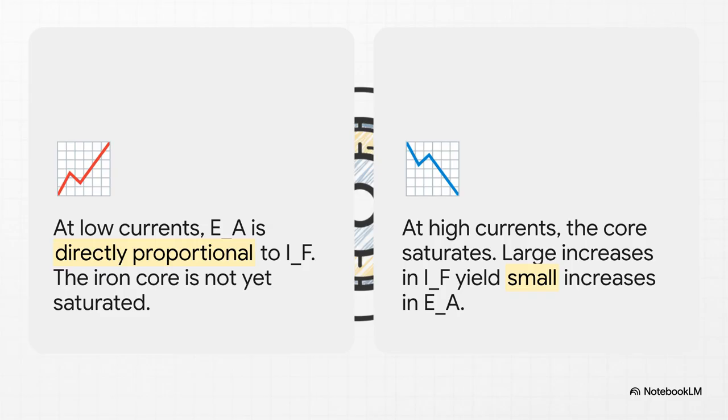This is magnetic saturation. The iron core of the rotor can only handle so much magnetic flux. You can keep pumping in more and more current, but you start getting less and less of a return on your investment in terms of flux and therefore voltage.